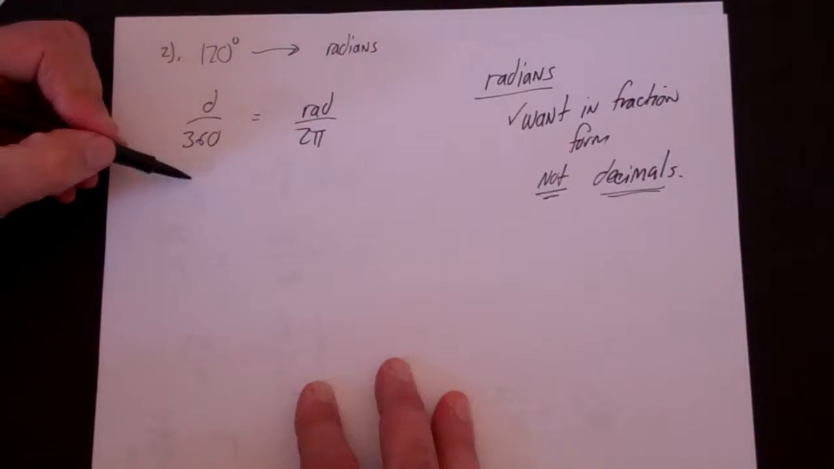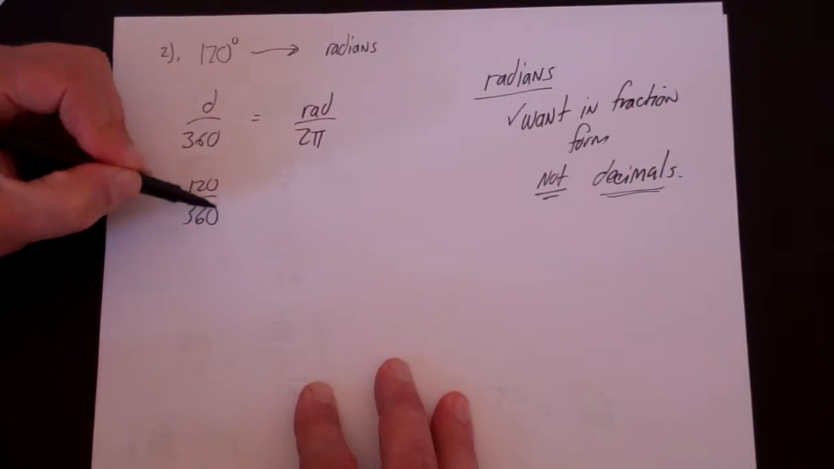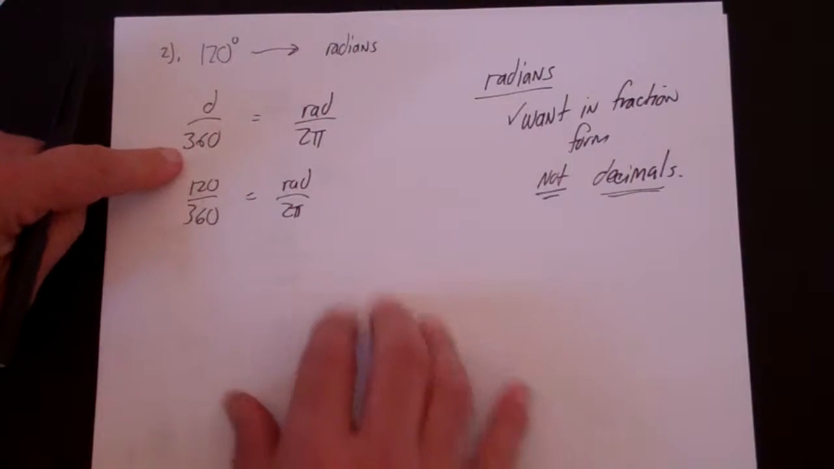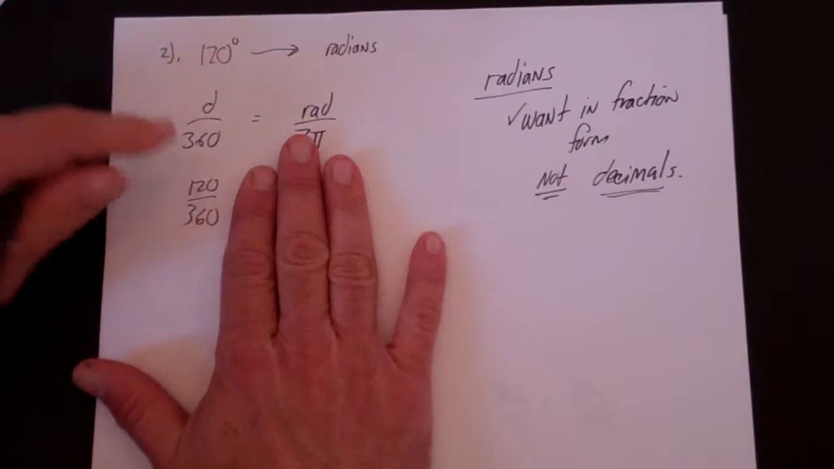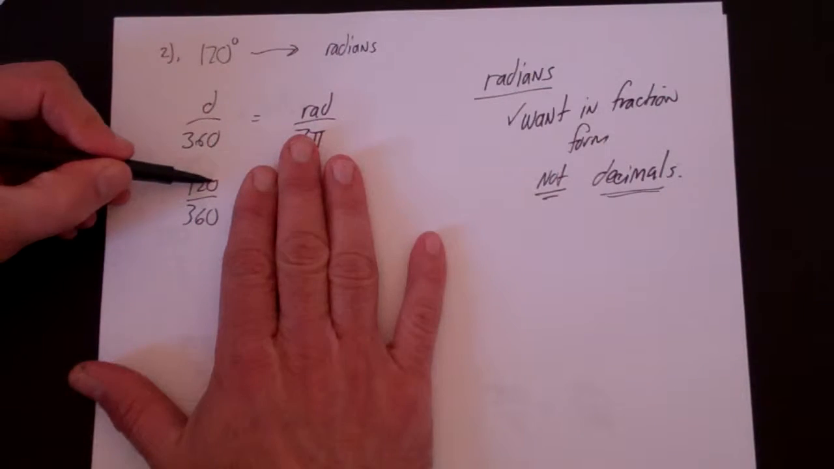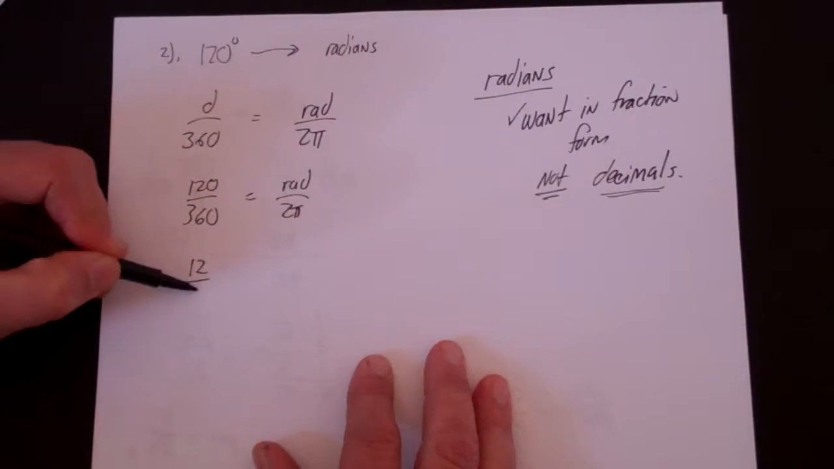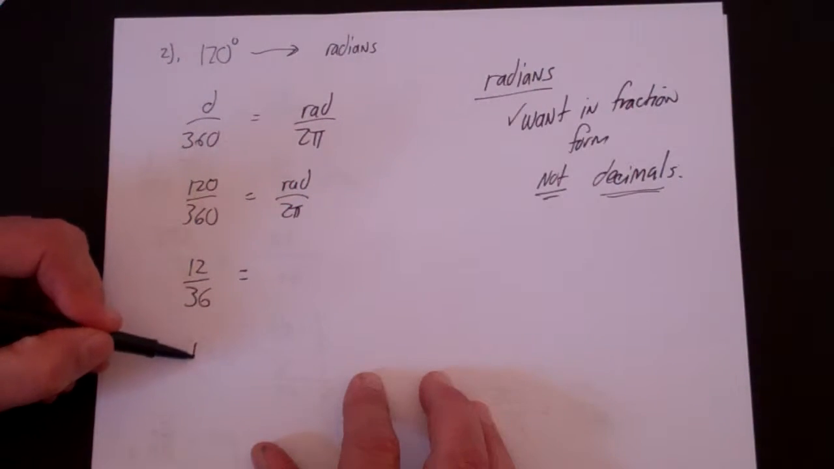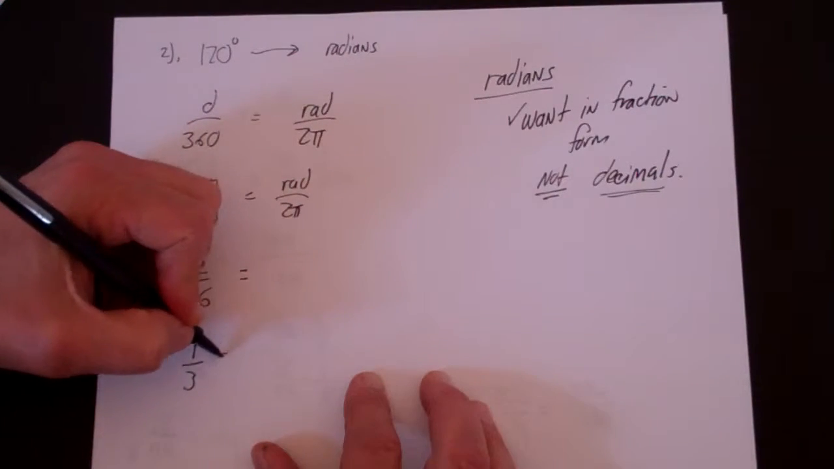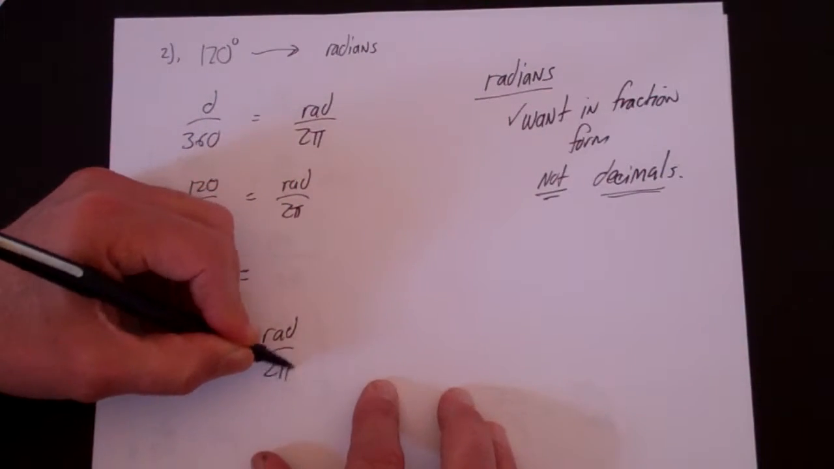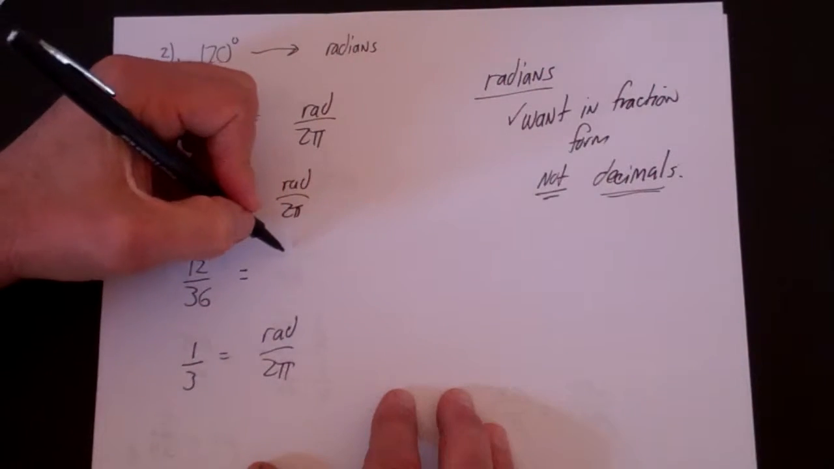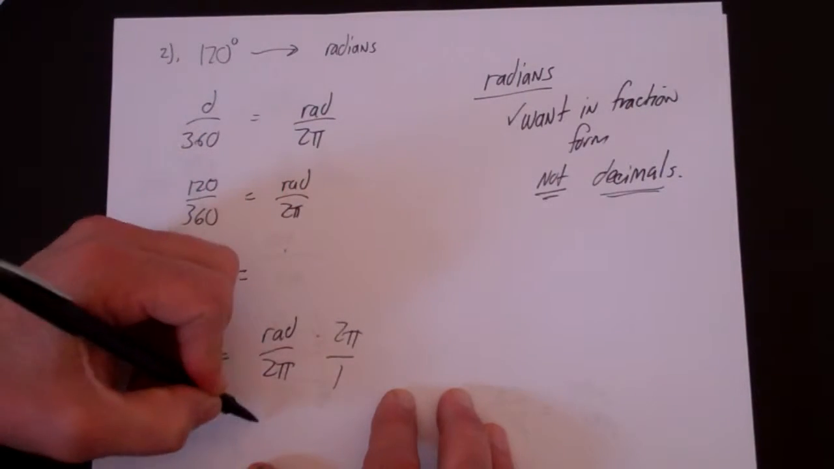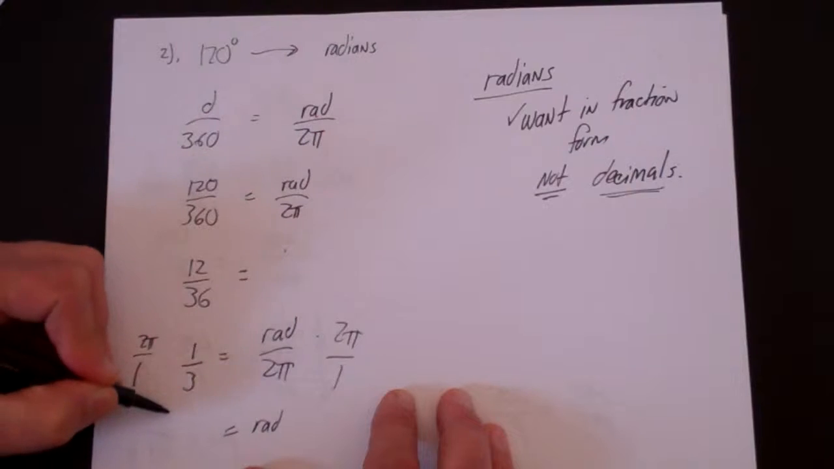Here we put degrees over 360, so we have 120 over 360 is equal to radians over 2 pi. What you want to do is simplify the left-hand side. Again, ignore the other side and just work on this side. 10 goes into both of these, so you get 12 over 36. Then 12 goes into both of these, so you end up with 1 over 3 is equal to radians over 2 pi. Then you simply multiply both sides by 2 pi over 1, and you get radians is equal to 2 pi over 3.